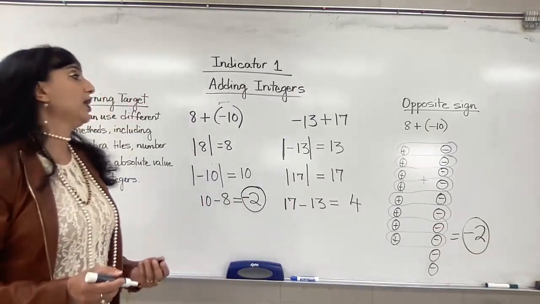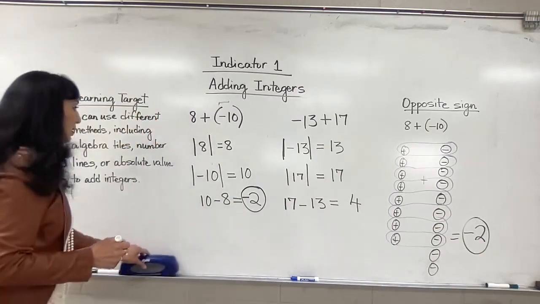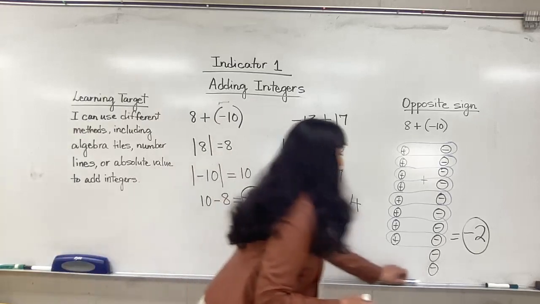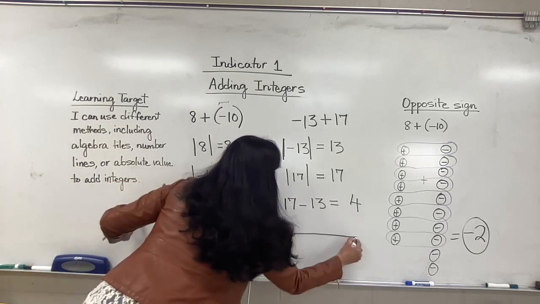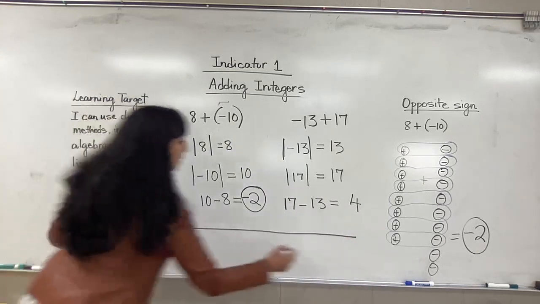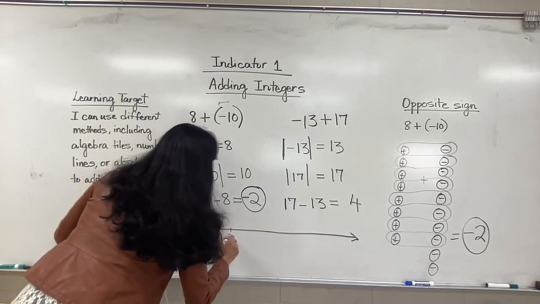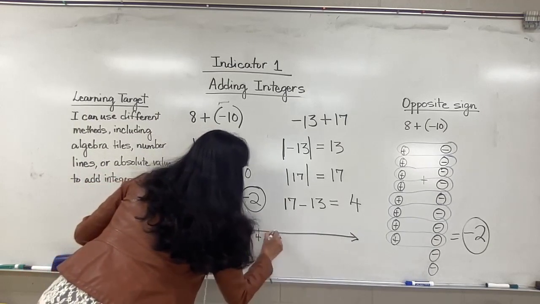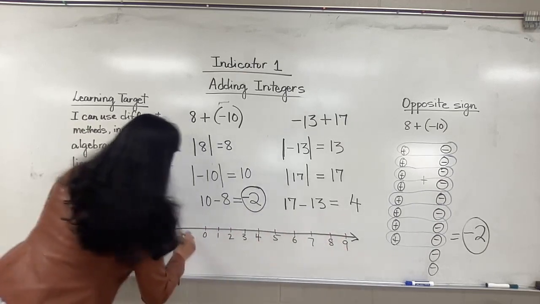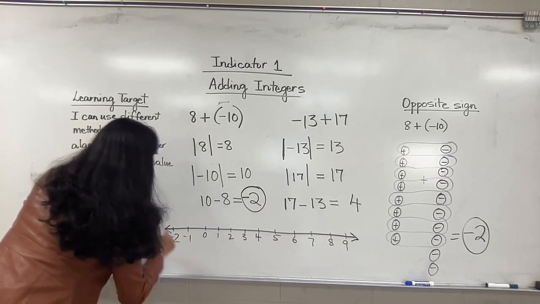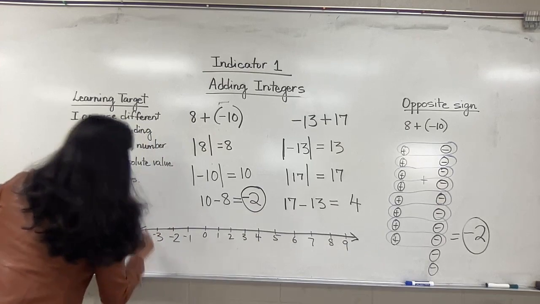Now, let's use the number line method, and we are going to use the same problem. So I have a number line. Start with 0, 1, 2, 3, 4, 5, 6, 7, 8. Negative 1, negative 2, negative 3, negative 4.